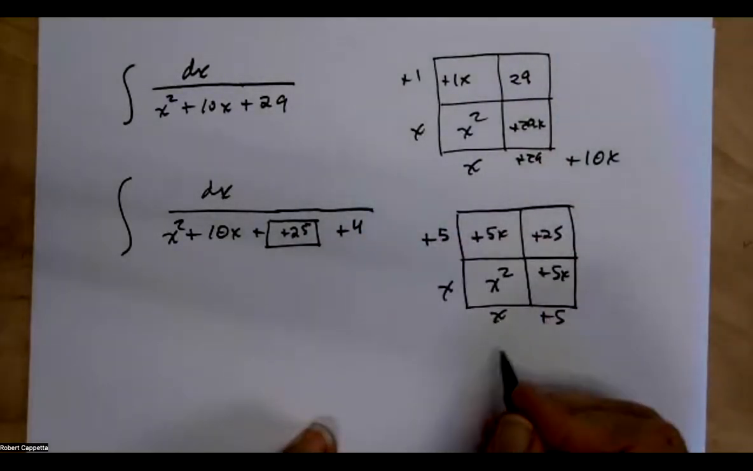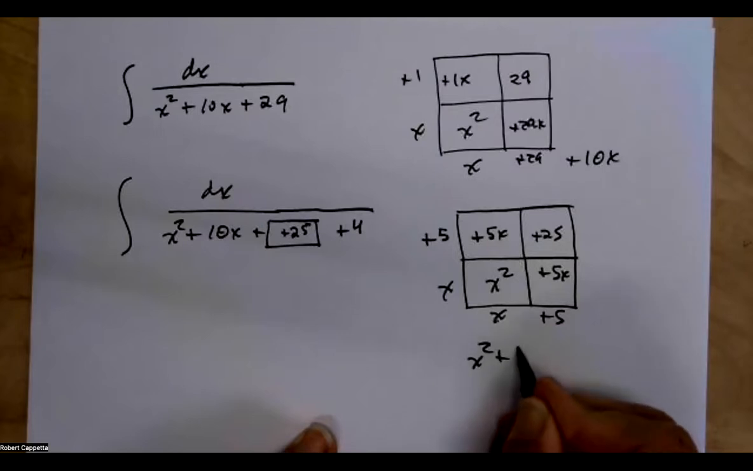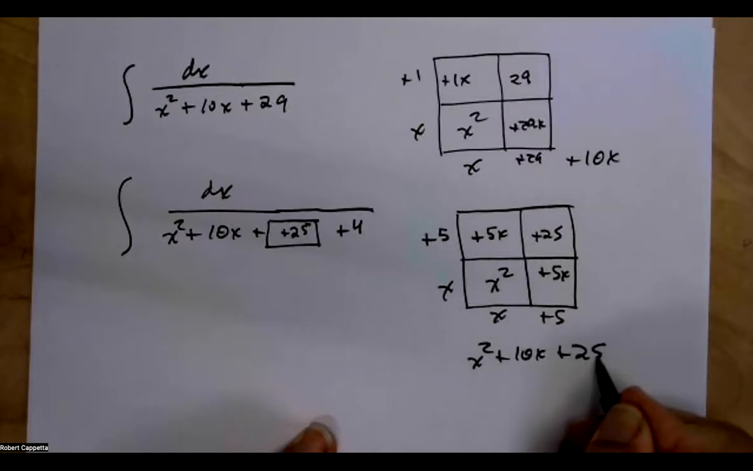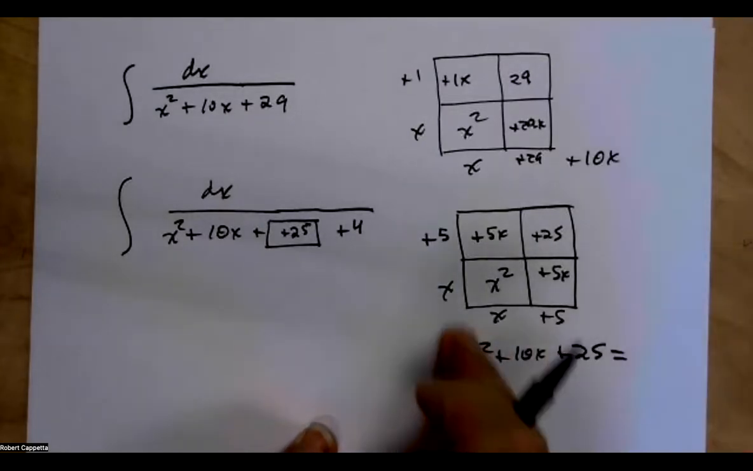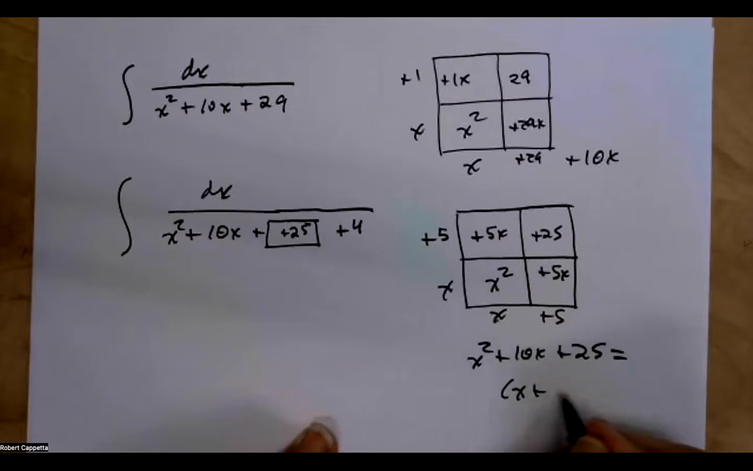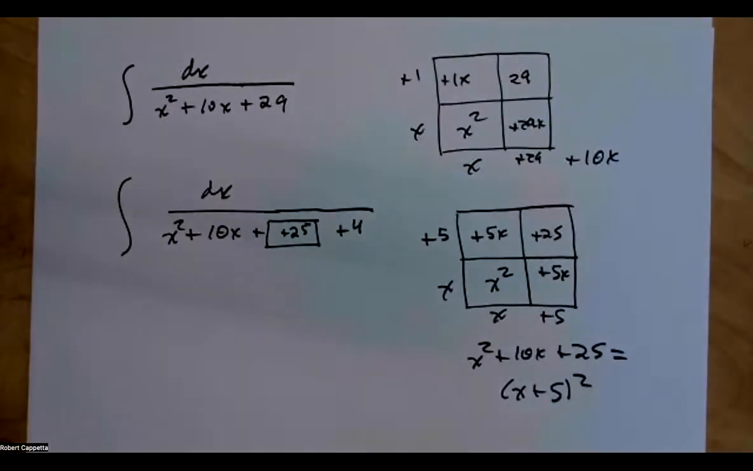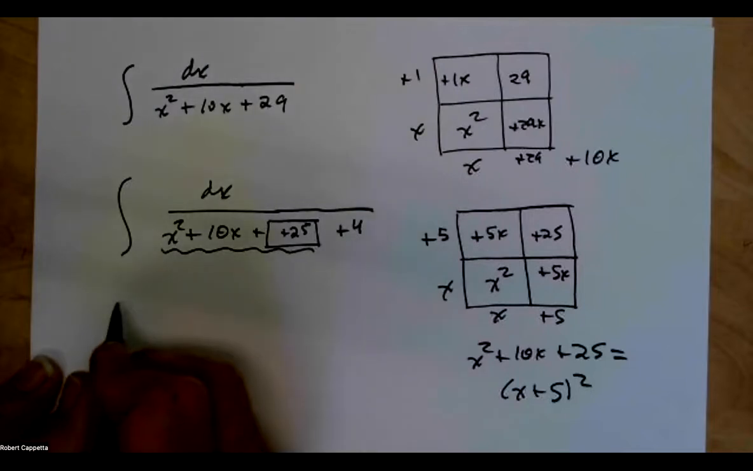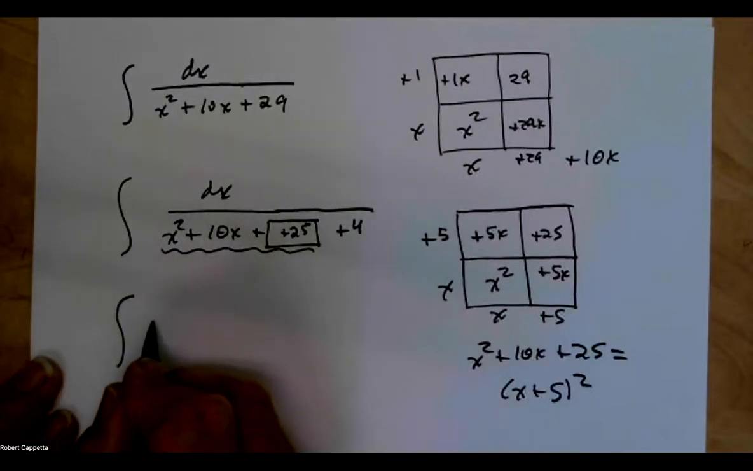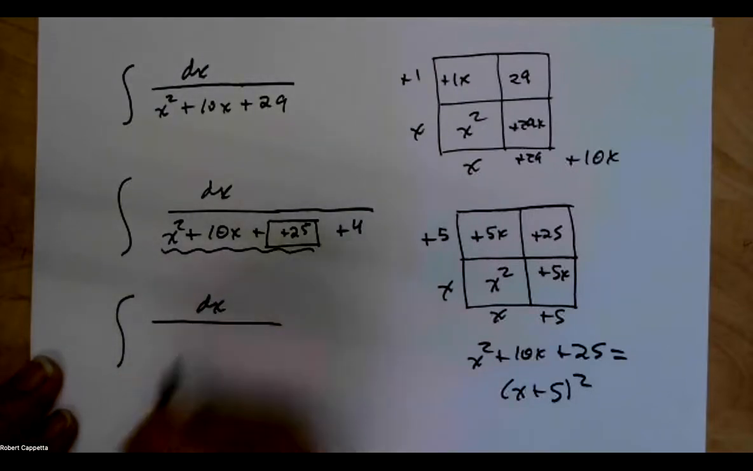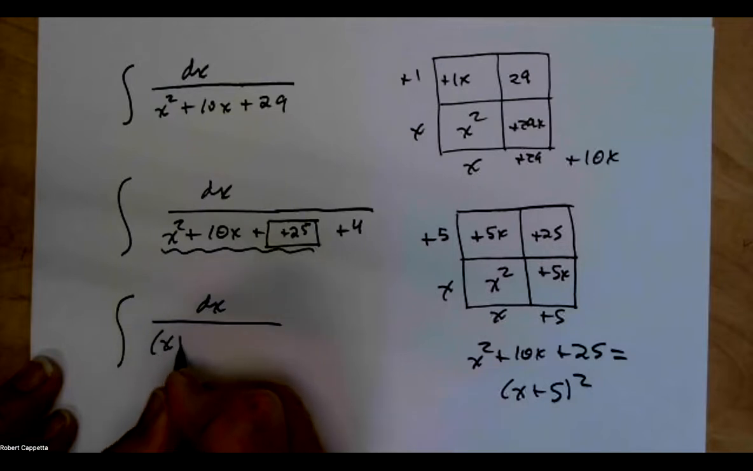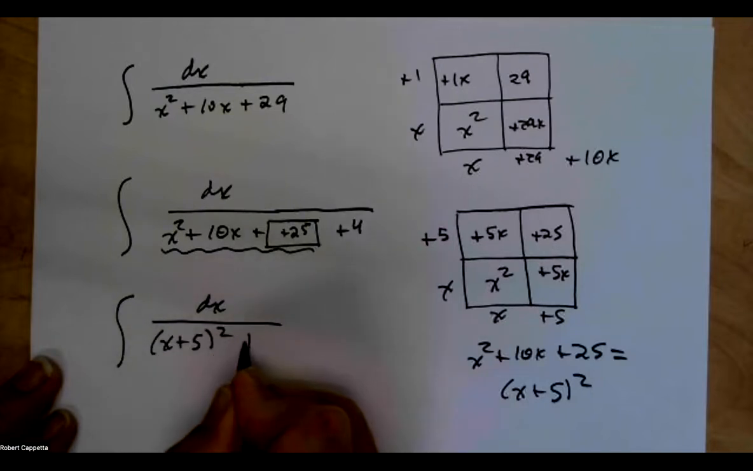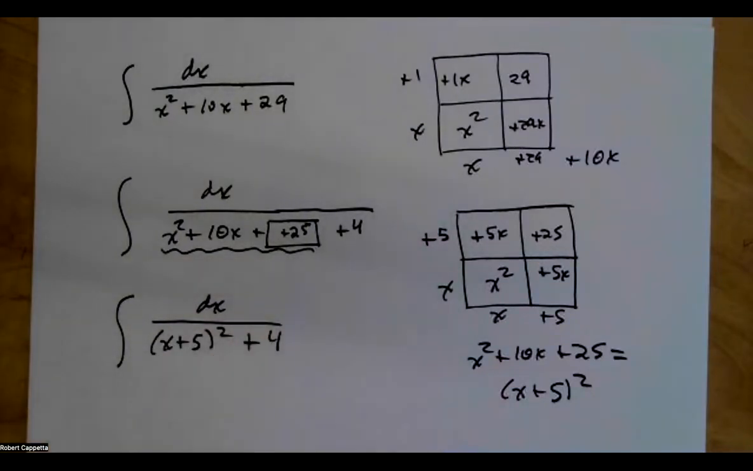Now, what do I have here? The thing on the inside, x squared plus 10x plus 25, is the same as what? Is the same as x plus 5 times x plus 5. Is the same as x plus 5 squared. So this piece is x plus 5 squared. So I have the integral of dx over x plus 5 squared plus 4.